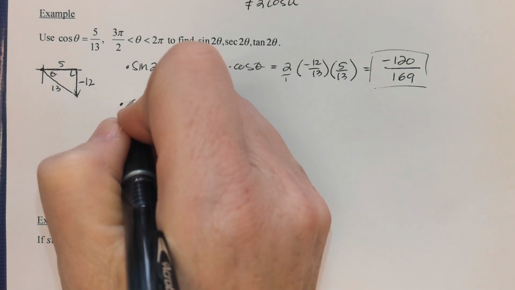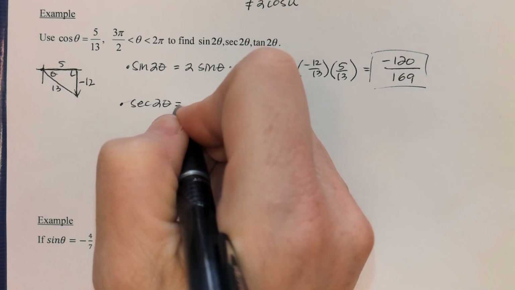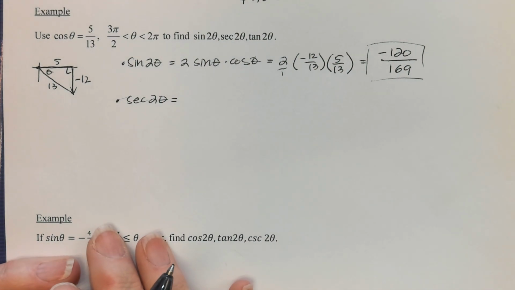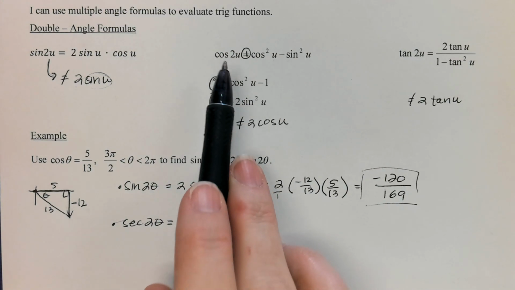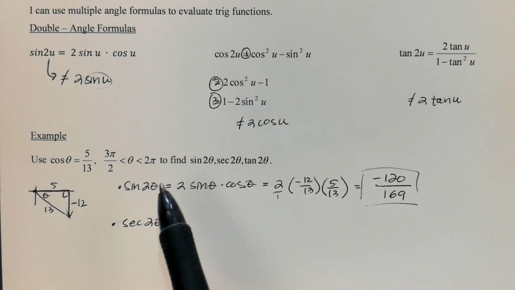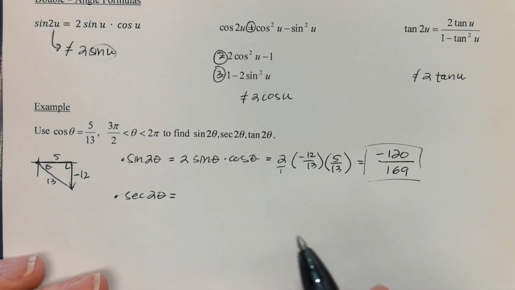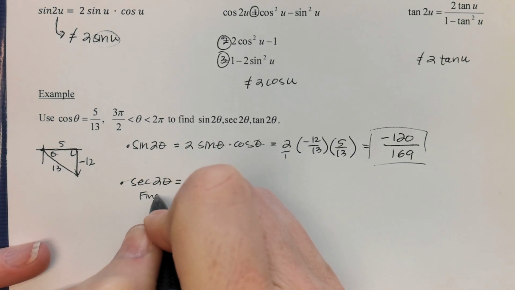Now we're going to do the secant of 2 theta. I keep saying u. We don't have a formula for secant. We do have a formula for cosine. So if I could just do the cosine value, then all I have to do to find the secant is just flip it over. So I'm going to do cosine first.